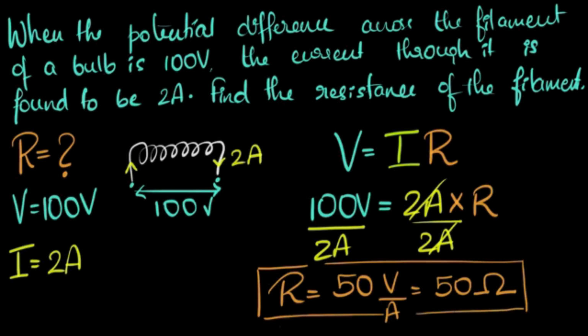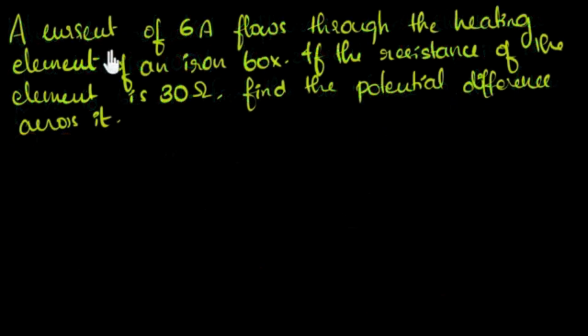Okay, let's try one more. A current of 6 amperes flows through the heating element of an iron box. If the resistance of the element is 30 ohms, find the potential difference across it. So, great idea to pause the video and first see if you can gather what is asked, write down what the data is, and try and solve this problem yourself. So, pause the video and try and do that first, and then we'll solve it.